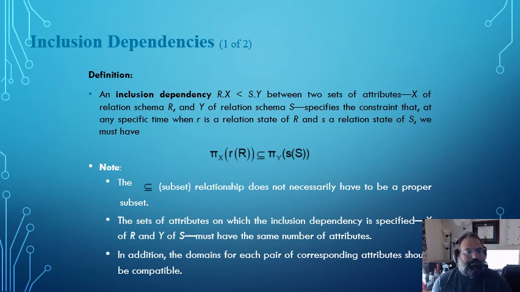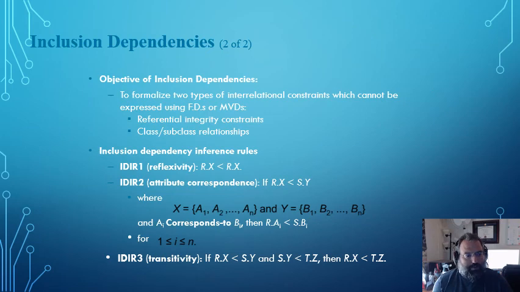Inclusion dependency: R.X is a subset of S.Y between two sets of attributes X of relation schema R and Y of relation schema S specifies the constraint that at any specific time when R is in relation state r and S is in relation state s, we must have the projection of r on X be a subset of the projection of s on Y, and so on. The objective of inclusion dependencies is to formalize two types of interrelational constraints which cannot be expressed using functional dependencies or multi-value dependencies: referential integrity constraints, class-subclass relations, inclusion dependency inference rules, and so on.